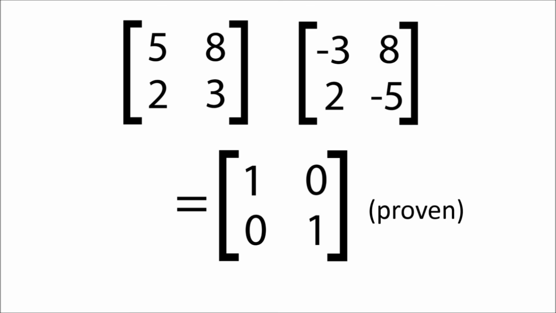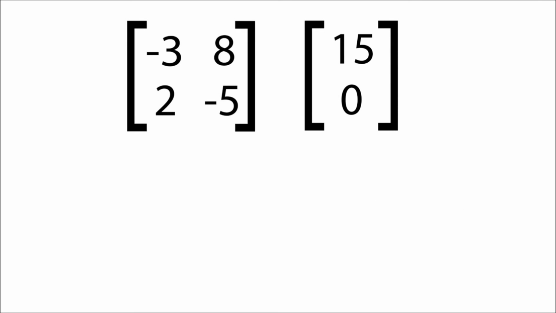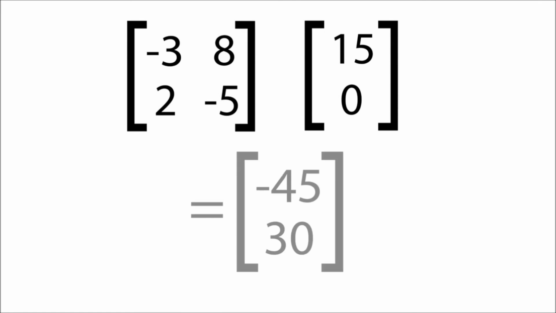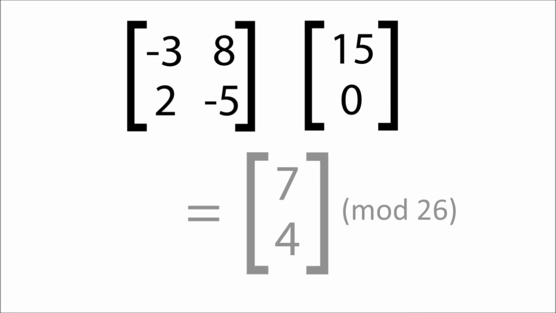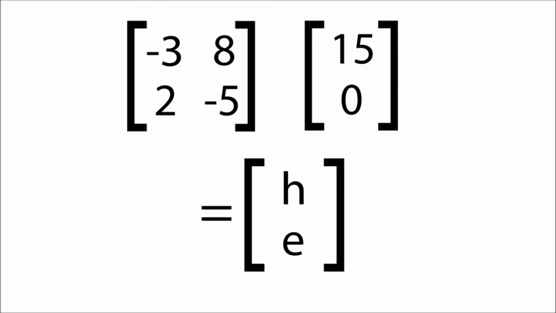Now we use this inverse key to multiply our ciphertext, which is 15 and 0. And then we mod the answer by 26. And we will get our plain text, which is 7 and 4. This represents the letters H and E, which is our original plain text.